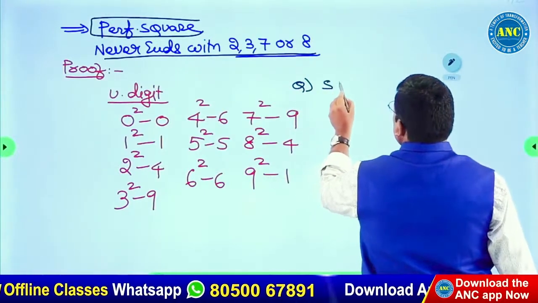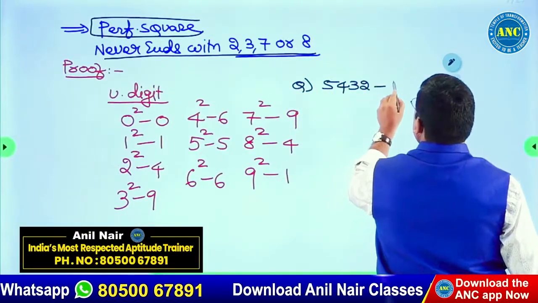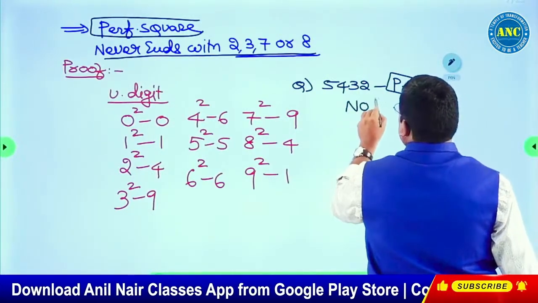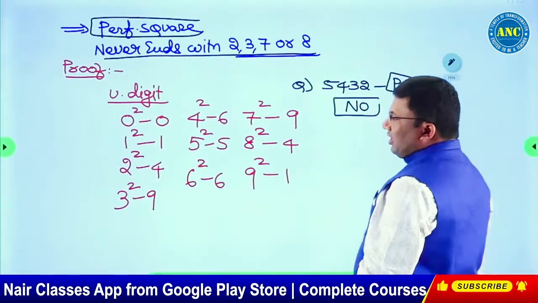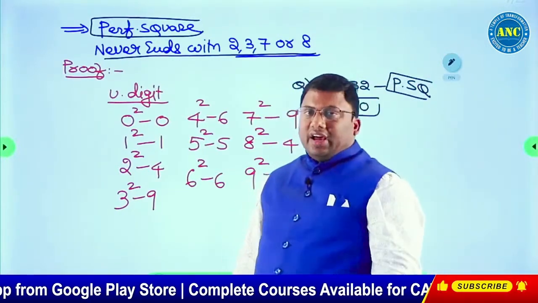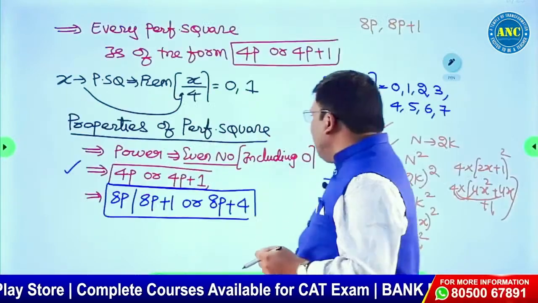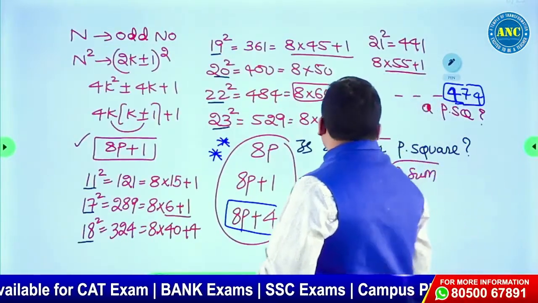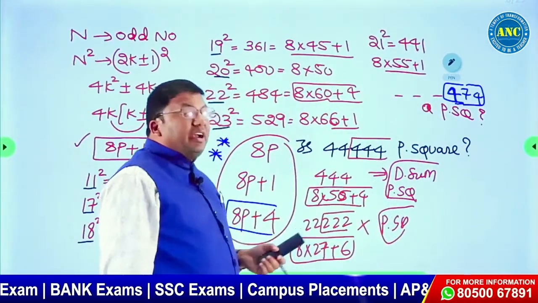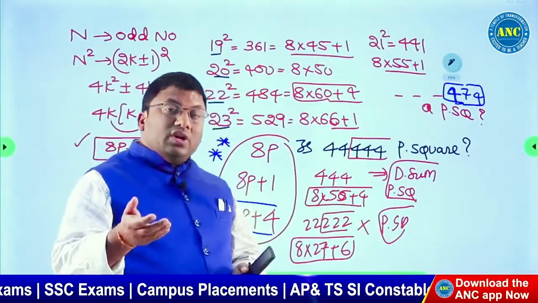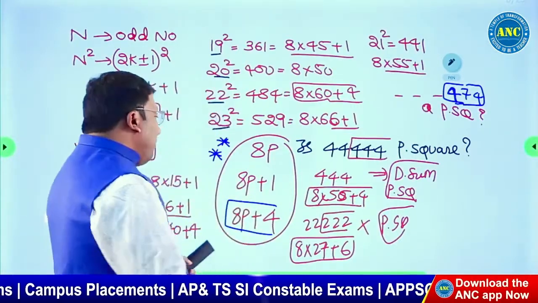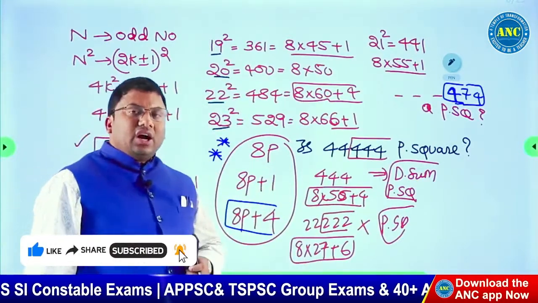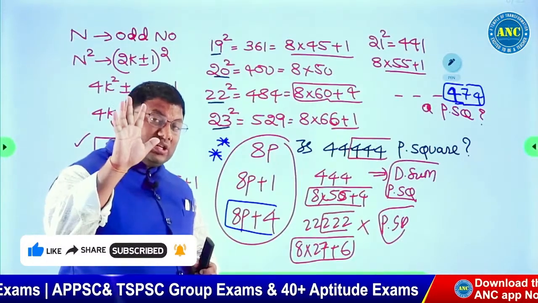Some examples. Is 5432 a perfect square? Definitely no, because it is ending with 2. Any perfect square will never end with 2, 3, 7 or 8. If you go back and see some of the examples we have taken, suppose I wrote an example ending with 2. Any perfect square will never end with 2. By looking at that property, definitely we can tell that it is not a perfect square. I hope the idea is very much clear.